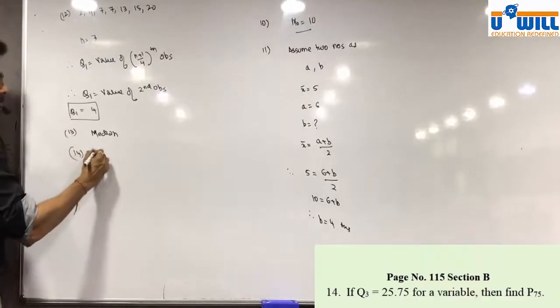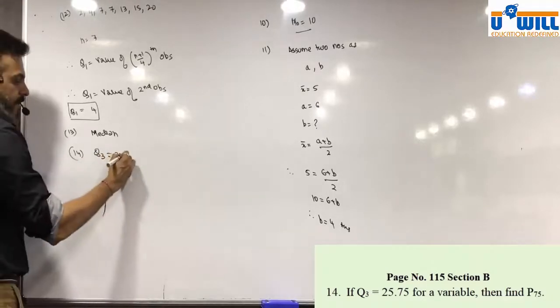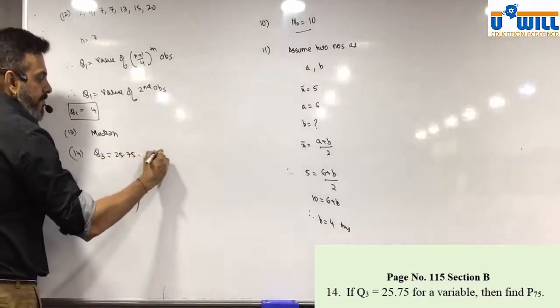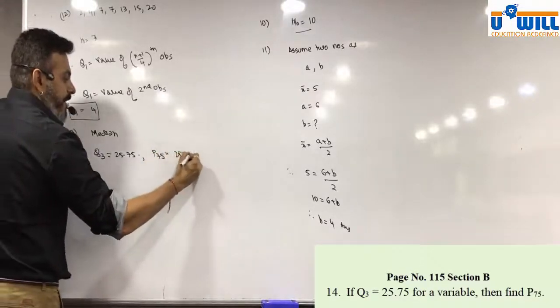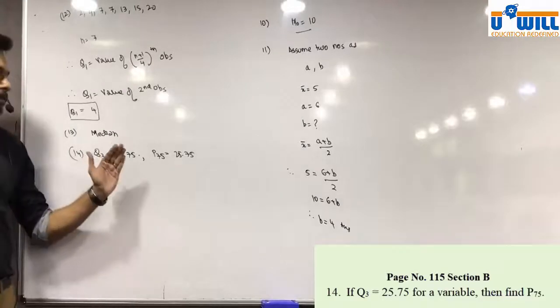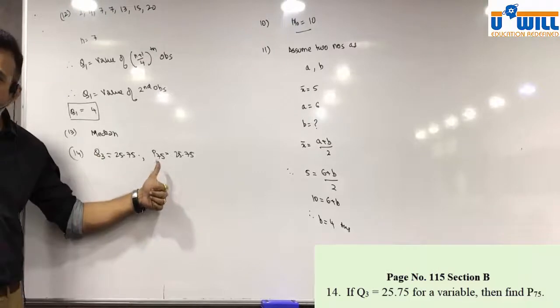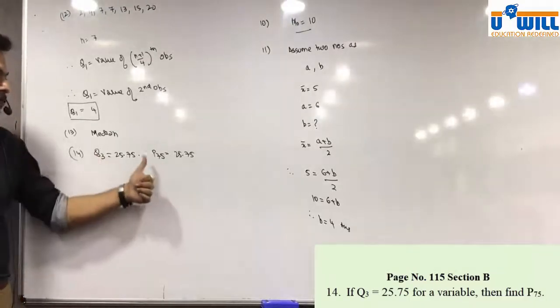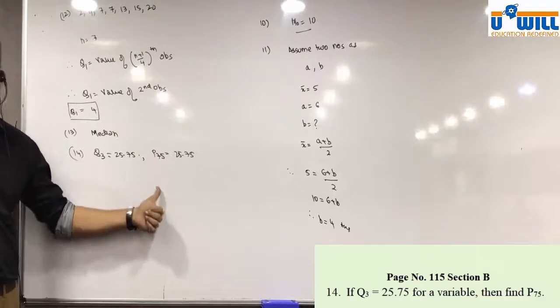14th, Q3 is equal to 25.75. What is P75 equal to? Same, 25.75. We say that these are positional averages. तो पोजीशन इसका भी सेम है और इसका भी सेम है. Okay, this is 3 by 4 and this is 75 by 100, which is again 3 by 4.